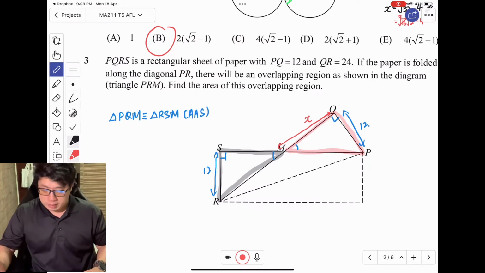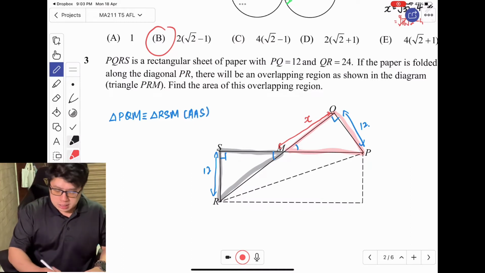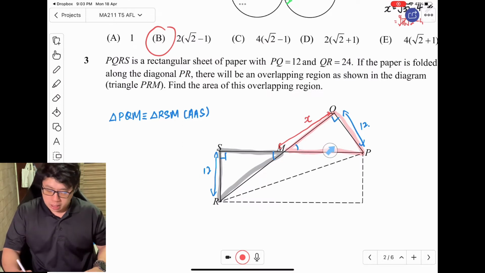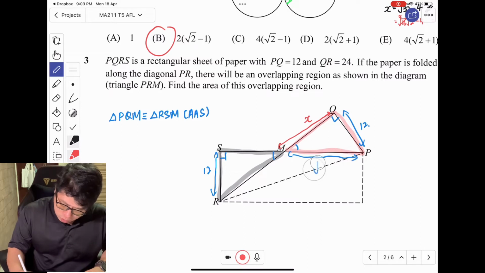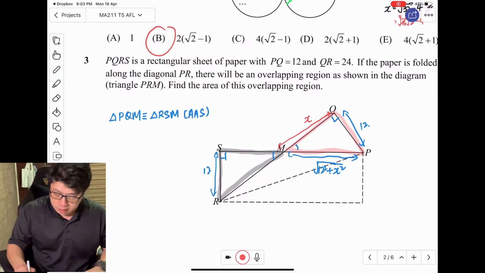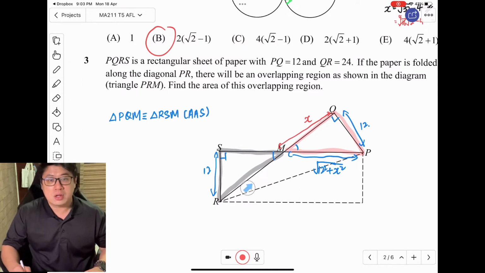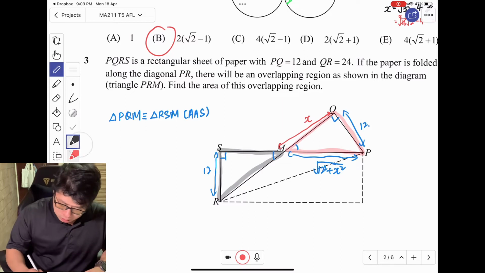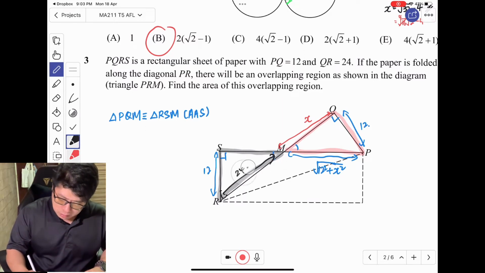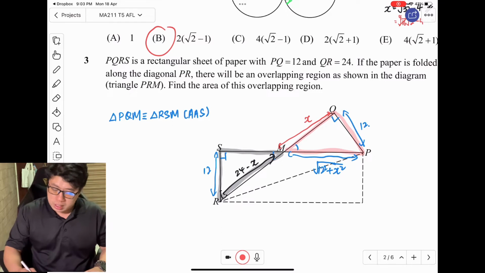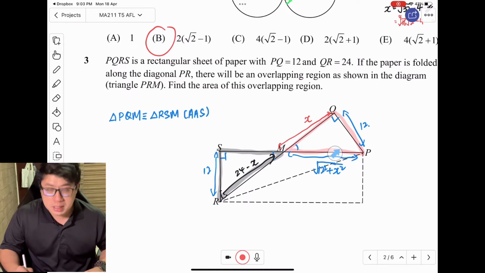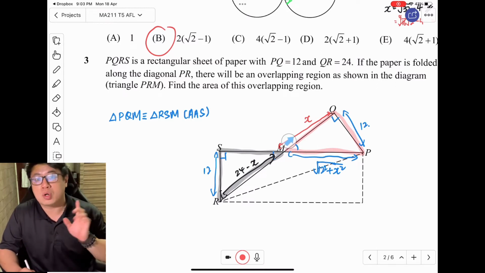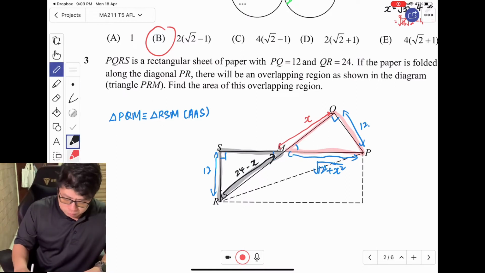Okay, now from there, if this is X and this is 12, one thing I can say is that MP is the same as the square root of 12 squared plus X squared. At the same time, not to forget that QR is 24. QR is 24. So this is also 24 minus X. Okay, we know that these two triangles are congruent. That means RM will also correspond to PM. The hypotenuse of both triangles will correspond to each other. So that's what we will do.